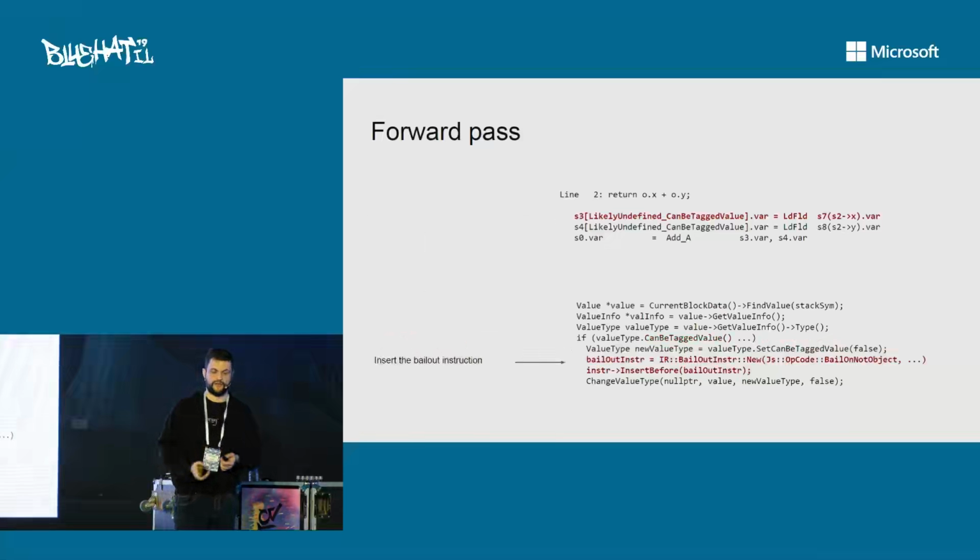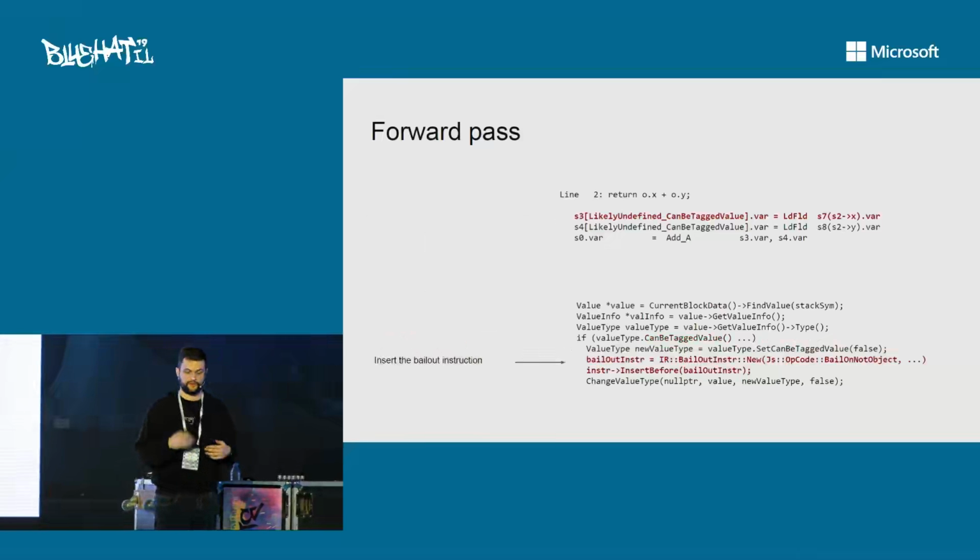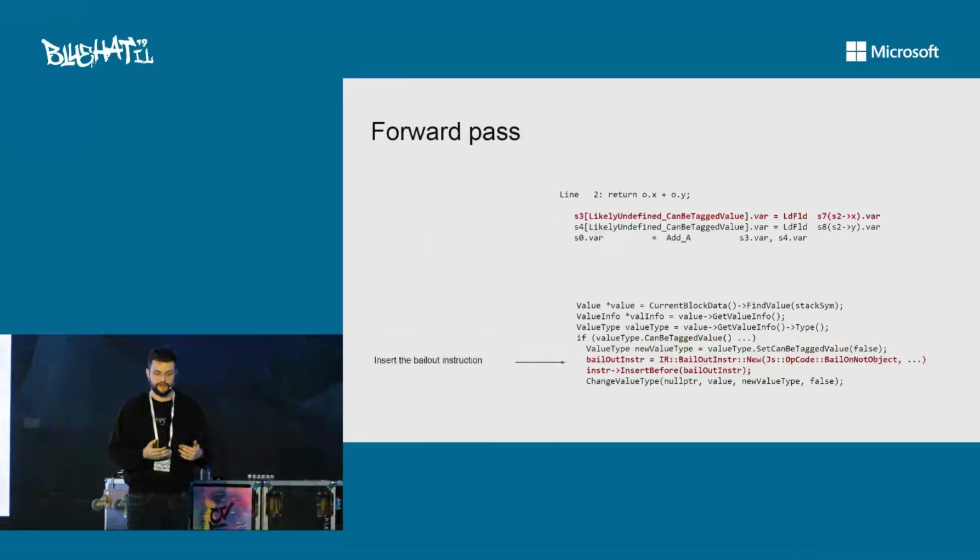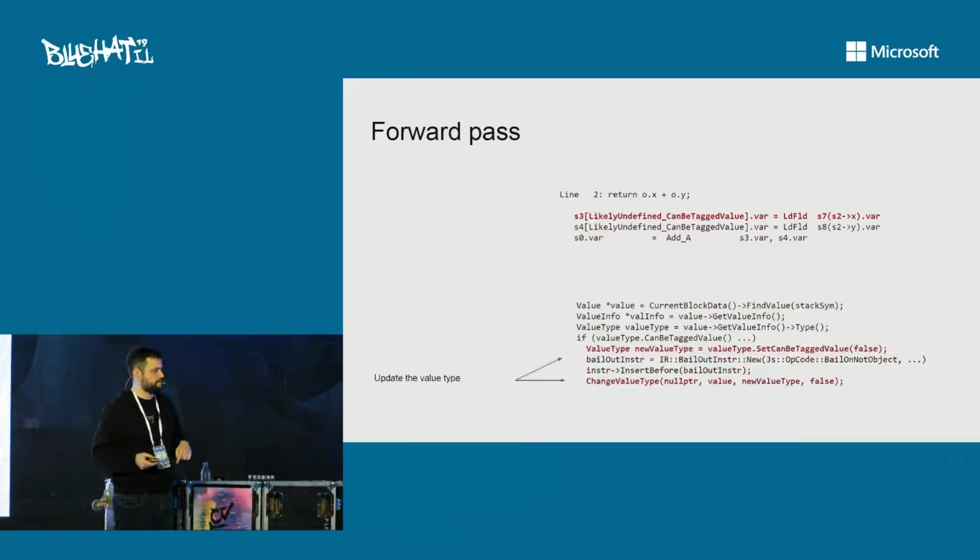So the check is true, and we'll do two things. The first one, we insert a new instruction, which is bail on not object. This is what we've seen before, the first check you saw at the beginning, where it checks that the thing is an object, and if not, it completely bails out. Then we update the value type, because since we inserted a check that the thing is actually an object, we know going forward that it's definitely a pointer, so we update it: it cannot be a tagged value anymore.